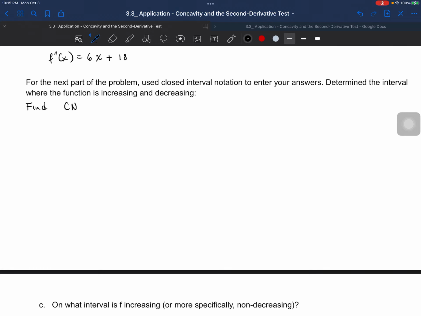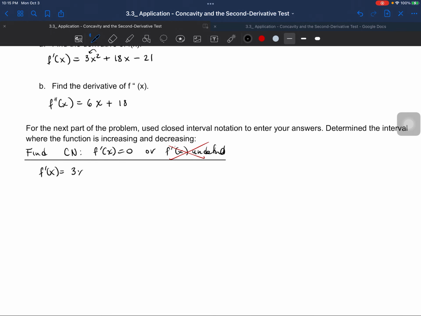We'll begin by knowing we need to separate this interval, and we use the critical numbers to do that. So let's first find the critical numbers. And we know we find critical numbers whenever the first derivative is equal to 0, or when the first derivative is undefined. Because we already know that the first derivative is a polynomial, we won't have this case, right? So we're only working with the first one. So we're going to take the first derivative. We already have it up here.